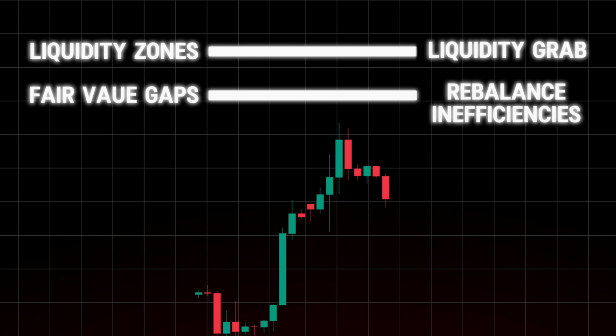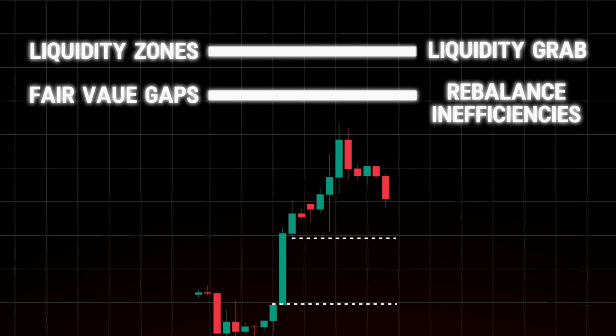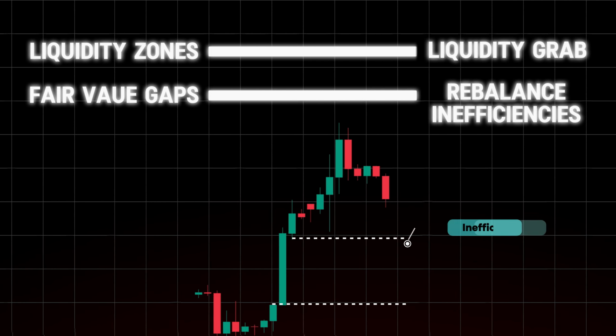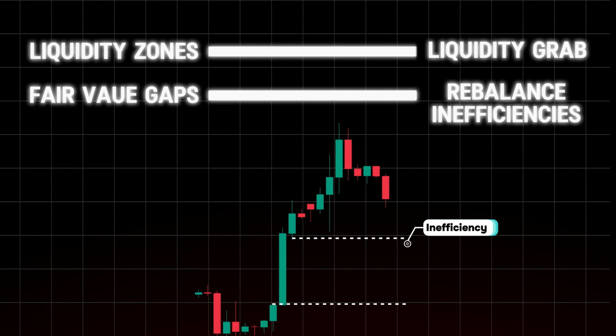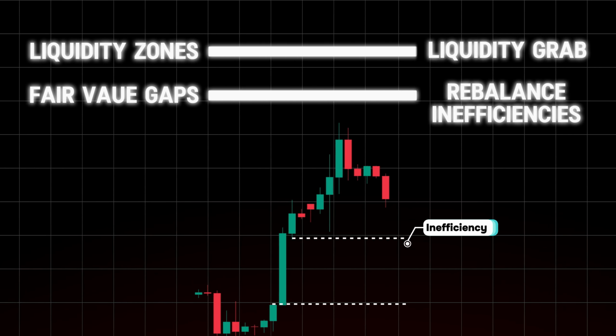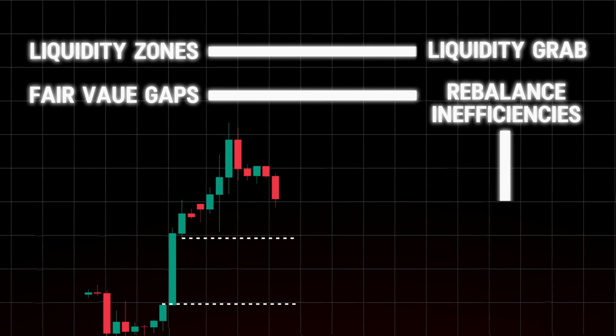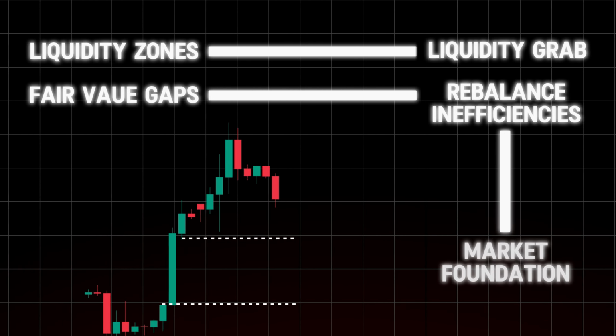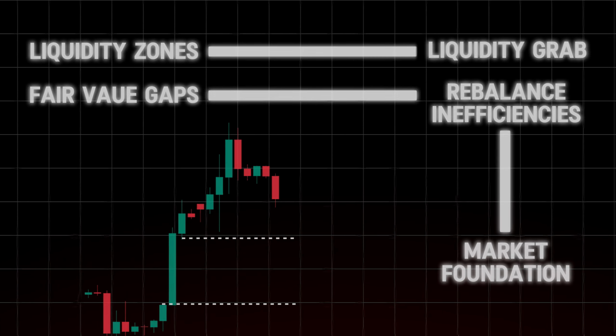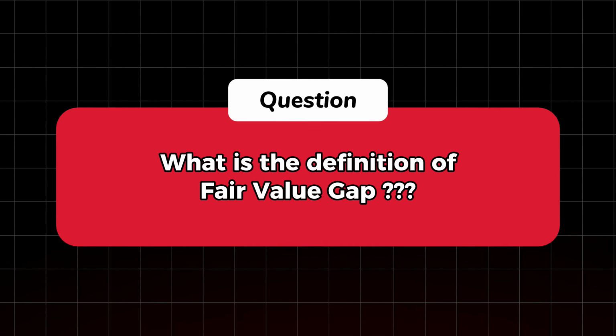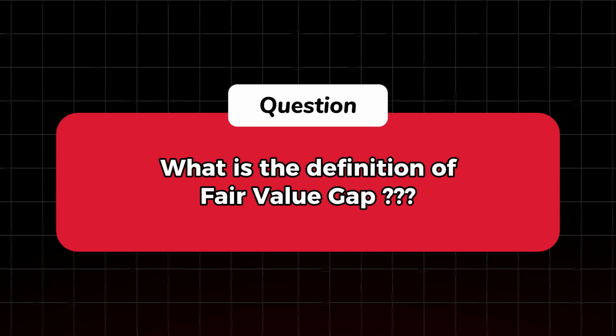For instance, when the price experiences a sharp increase, it often creates an imbalance, also referred to as a fair value gap, which the market tends to fill before continuing its overall trend. This repeating cycle, where the market sweeps liquidity and fills fair value gaps, forms the foundation of how price moves. Now, let's explore how to identify fair value gaps from a candlestick perspective.